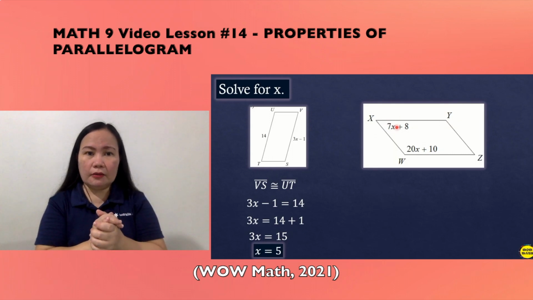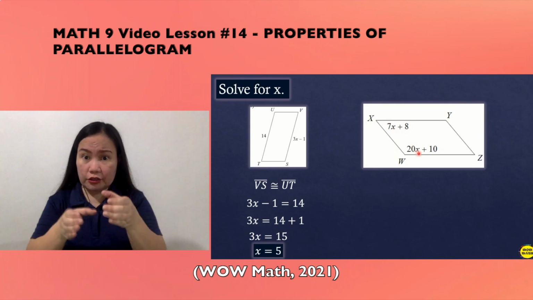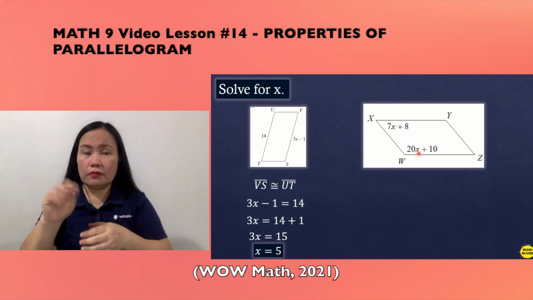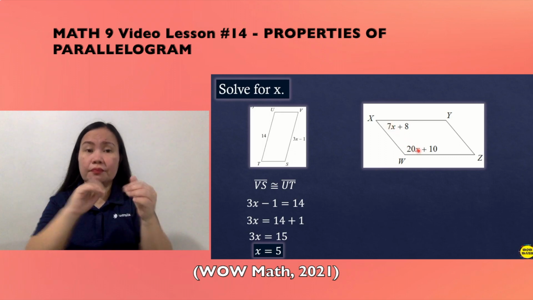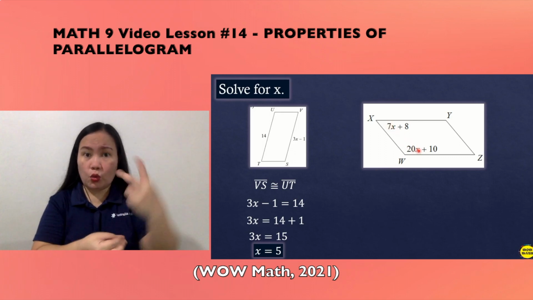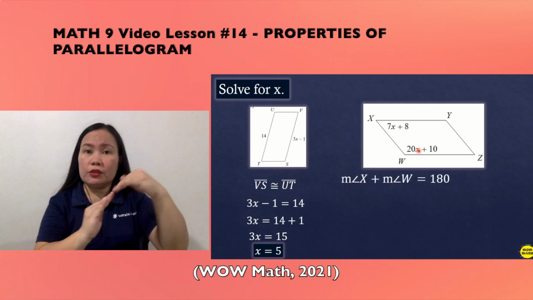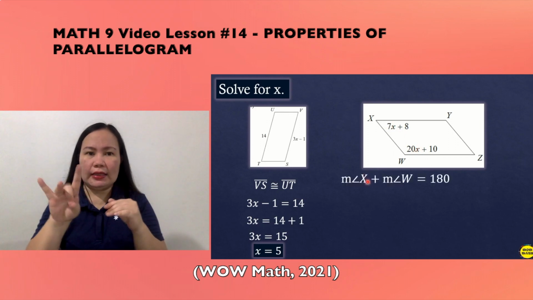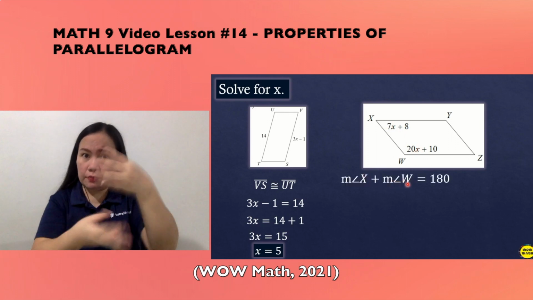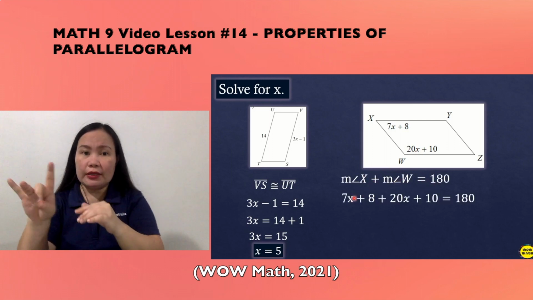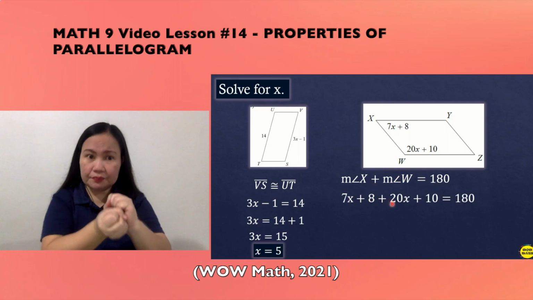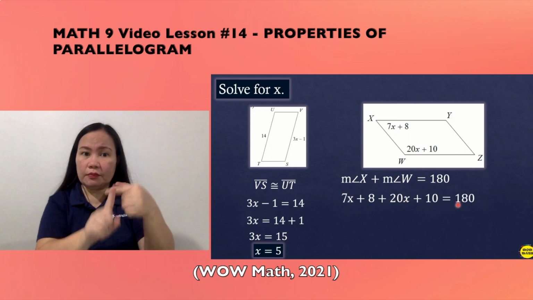Okay, consecutive angles are supplementary, di ba? Sabi dito, the consecutive angles of parallelogram are supplementary. So, kapag inadd natin itong dalawang angle na to, ang equal sila kay 180. So, that is angle X plus the measure of angle W is equal to 180. Then substitute, 7x plus 8 plus 20x plus 10 is equal to 180.